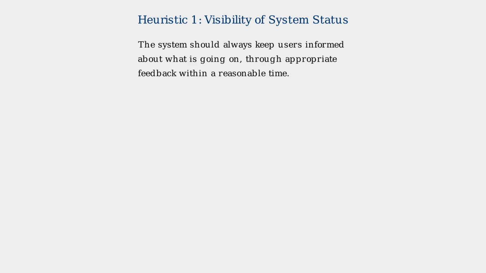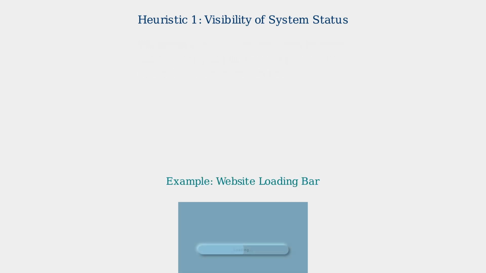Heuristic 1 focuses on visibility of system status. The system should always keep users informed about what is going on through appropriate feedback within a reasonable time. For example, a website loading bar, like the one you might see on Amazon, prevents users from wondering if the page is frozen or taking too long to load.